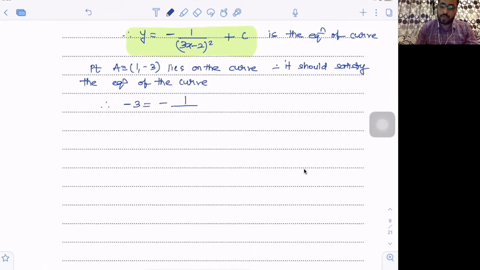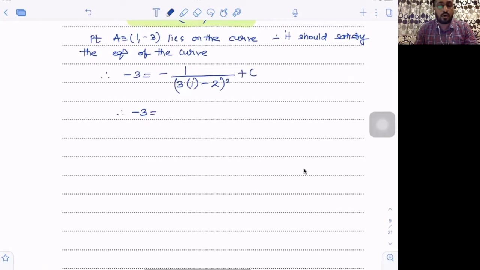Minus 1 divided by 3 times of x, which is 1, minus 2 the whole square plus c. So I get minus 3 is equal to, so that's 3 times 1, that's 3. 3 minus 2 is 1. 1 square is 1. 1 divided by 1 is 1. You get minus 1 plus c. That gives you c is equal to minus 2, right? So I've got the value of c as minus 2.